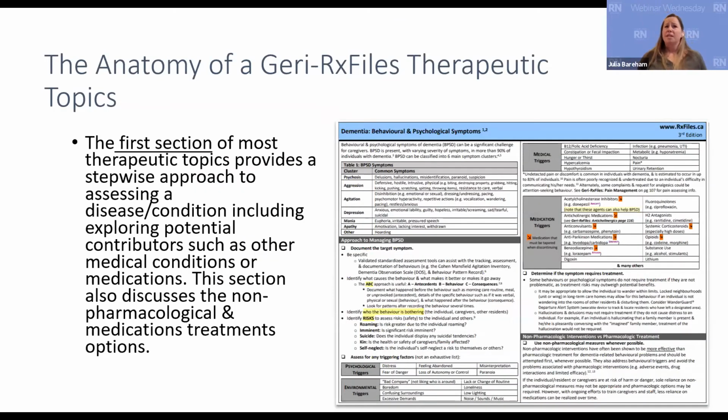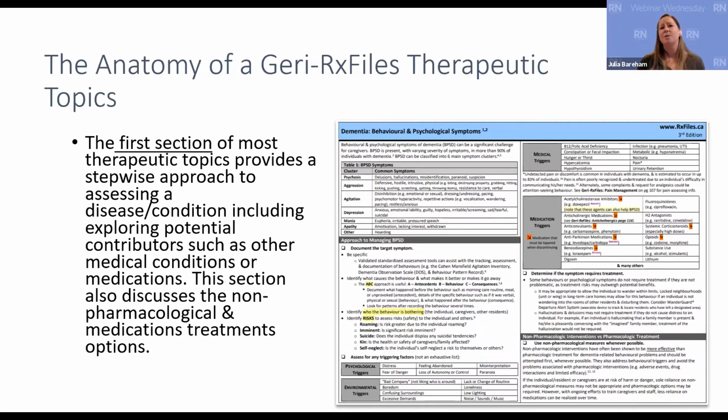One thing you might be interested in, especially if you've got an older adult population or maybe you're working in long-term care, is our Geri RxFiles. And this book is much different than our charts. And often we got a lot of complaints: this font is too small, I can't read it, it's too much, this just doesn't work for me.